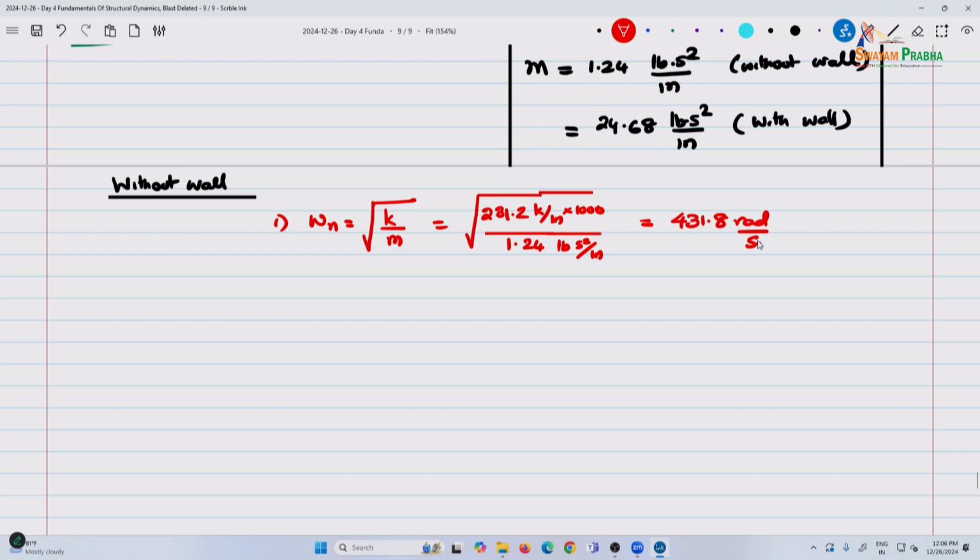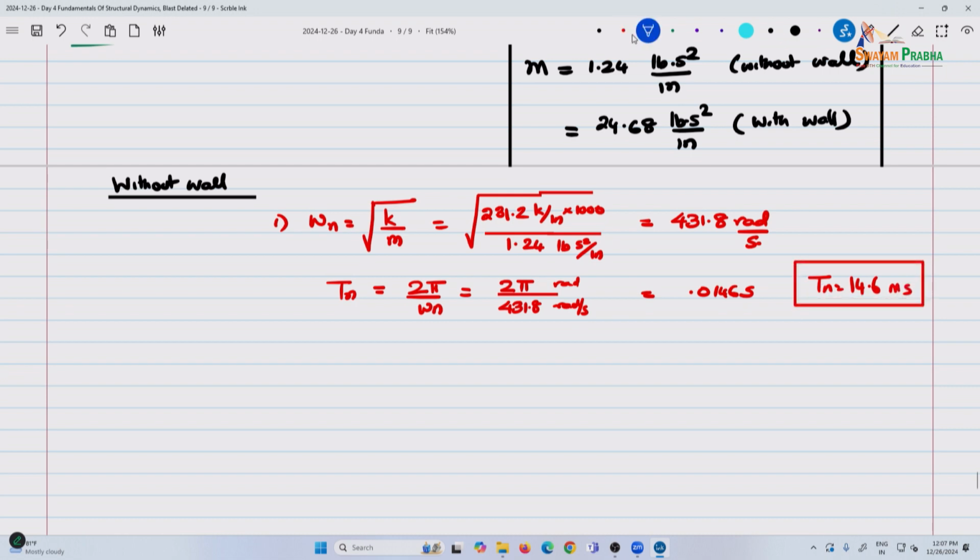So, omega n is 431 radians per second, Tn is 2 pi by omega n, 2 pi by 431.8. So, this comes to 0.0146 seconds, or Tn is equal to 14.6 milliseconds.